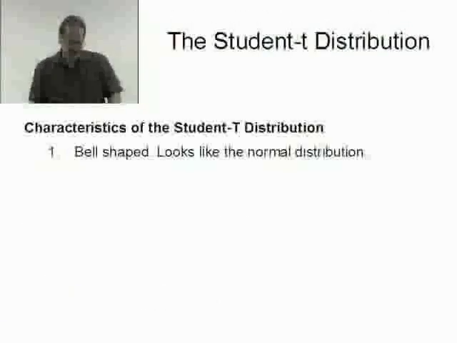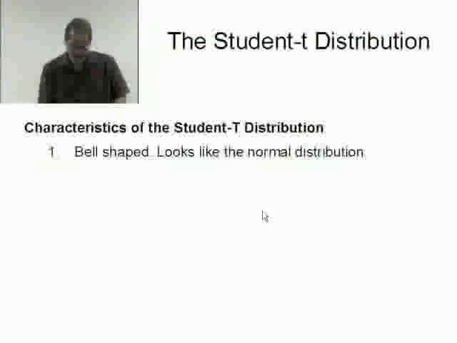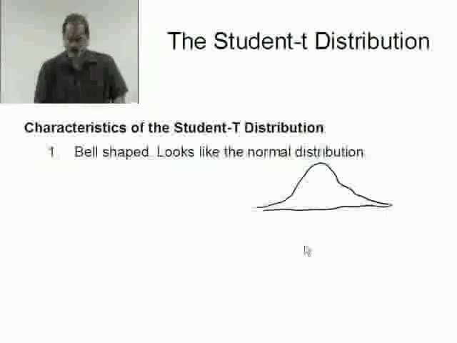Okay, the characteristics of the t distribution. First of all, it's bell-shaped. When you draw a t distribution, it looks just like a normal distribution. If I draw a bell curve, you couldn't tell me whether that was a normal distribution or a t distribution. However, if this is a normal distribution and I draw a t distribution over top of it, that's when you start to see it. What happens is the tails are actually heavier in the t distribution. So there's more probability out here in the tails.